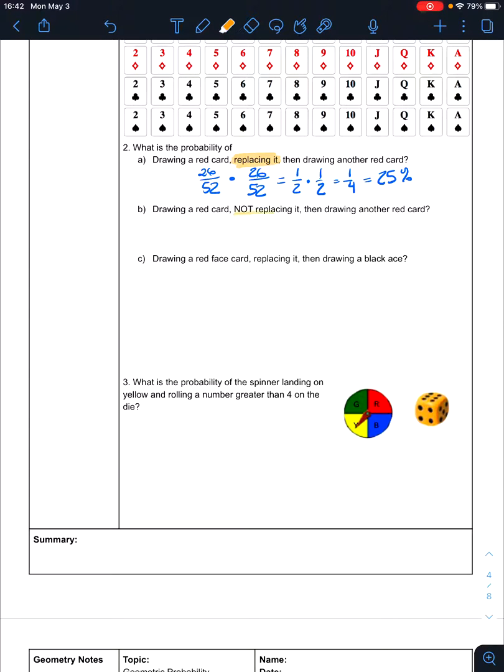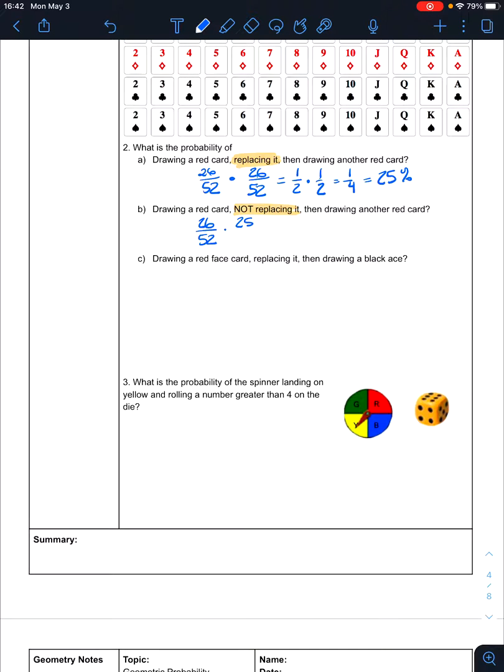Okay, so how does it change if we don't replace it? Well, we draw a red card. So we've got 26 out of 52 red cards. I don't replace it. I reach in, I draw. Oh, look, I got a red card. I put it to the side. Now I want to know the probability of drawing a red card.